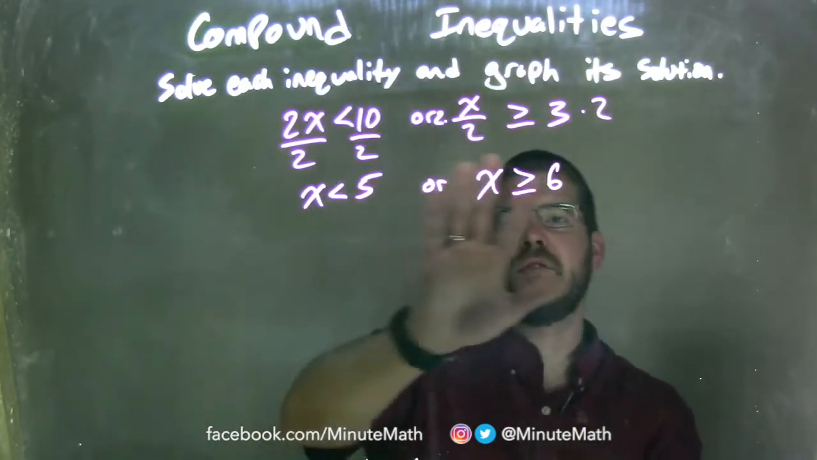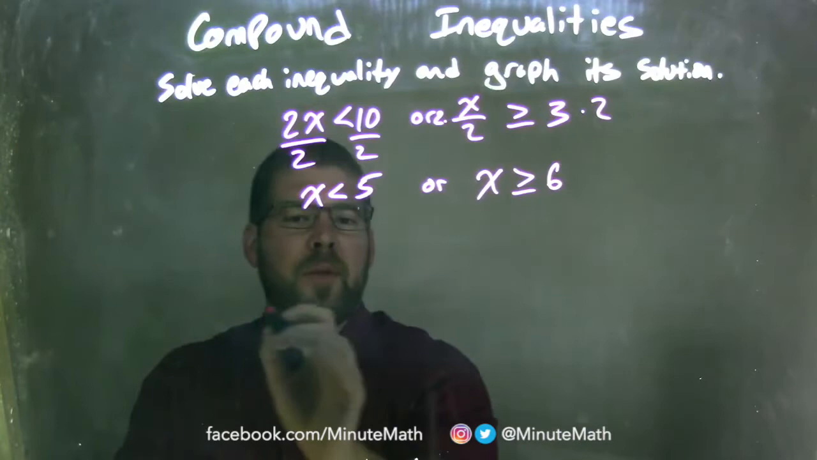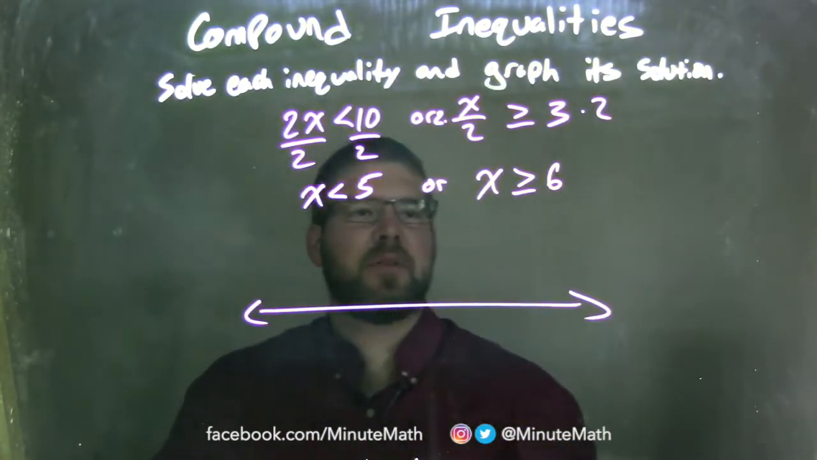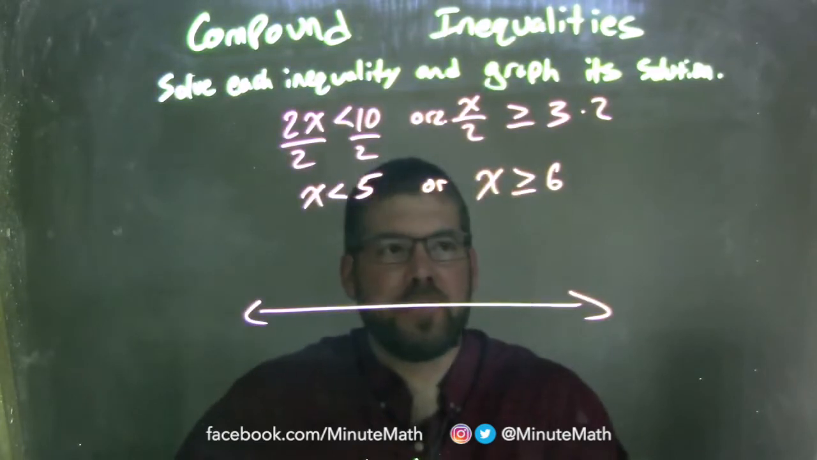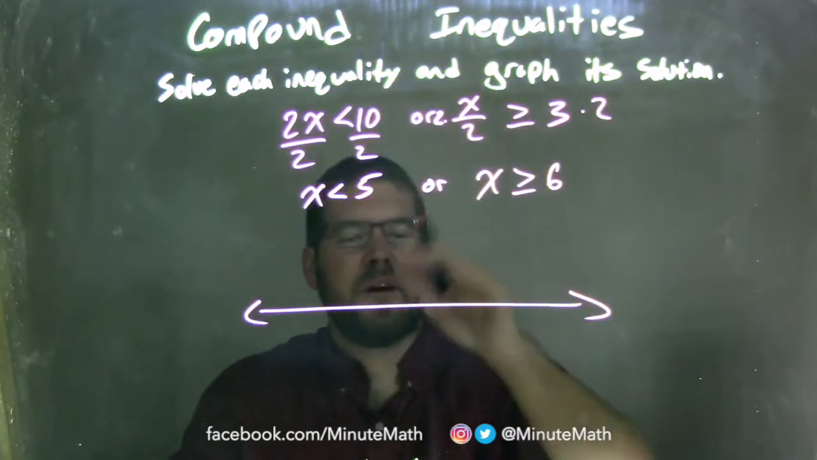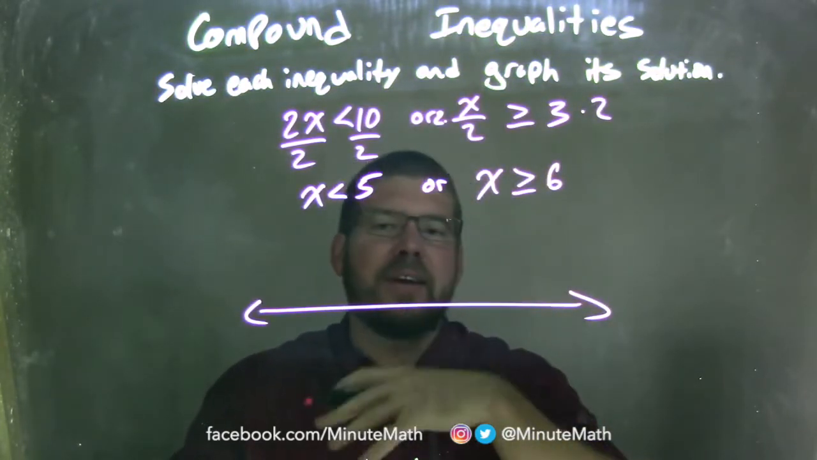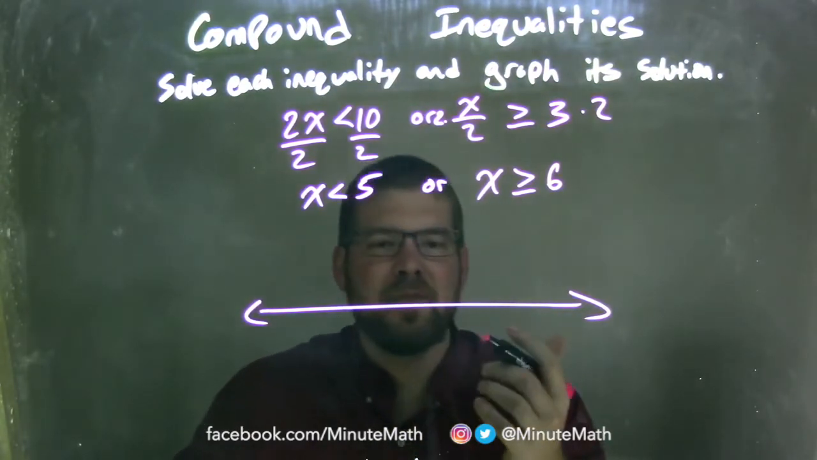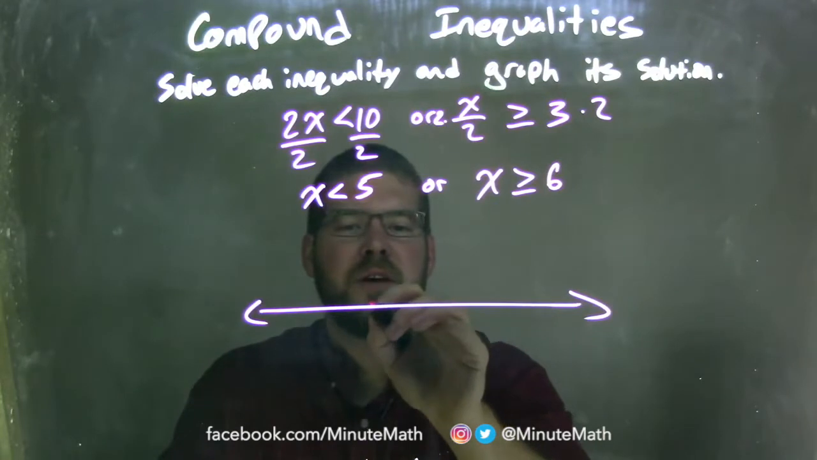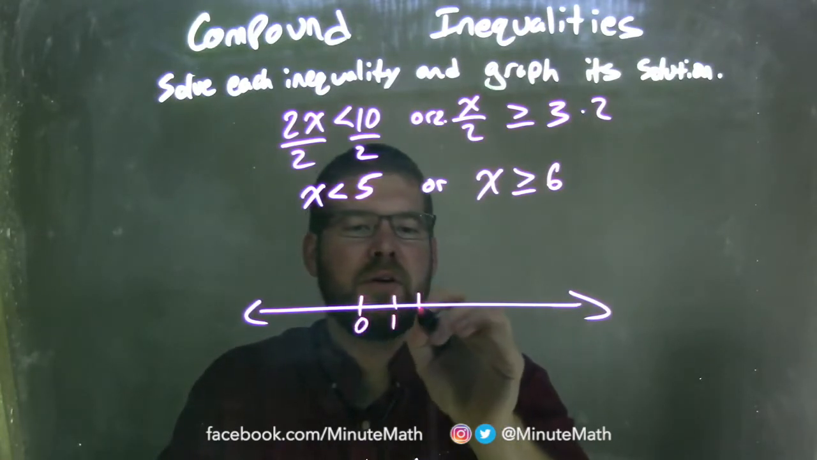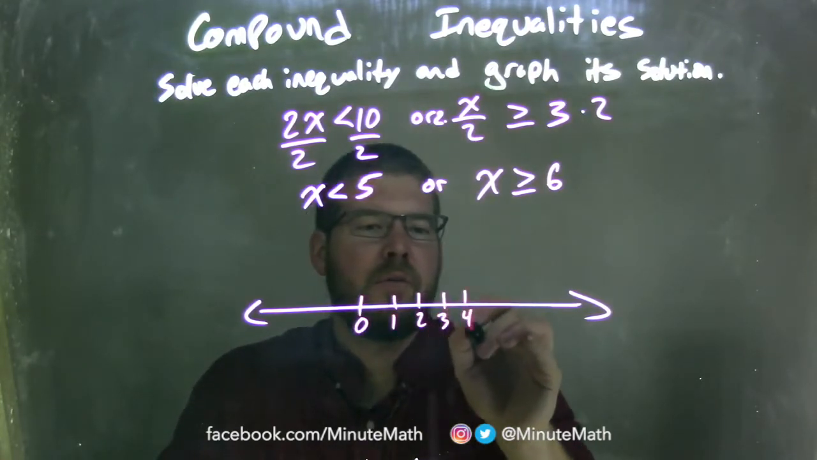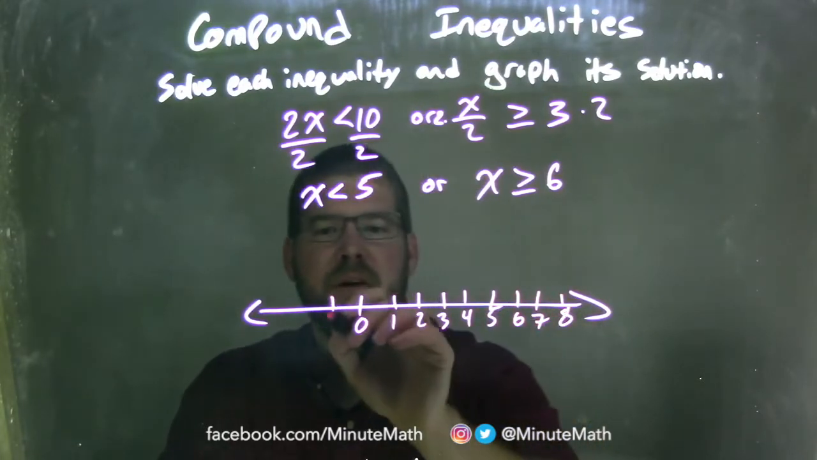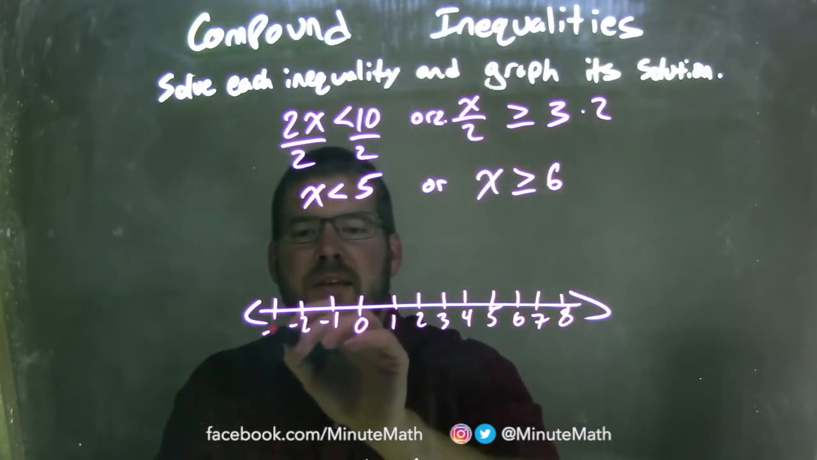Okay? So now I have two inequalities here. I have an or separating them. Let's graph it. So we said x is less than 5, and x is greater than or equal to 6. Usually I try to make sure my number line can handle those two numbers. Make sure you don't stop short of 5 or 6. So let's just go 0, 1, 2, 3, 4, 5, 6, 7, 8, -1, -2, -3.